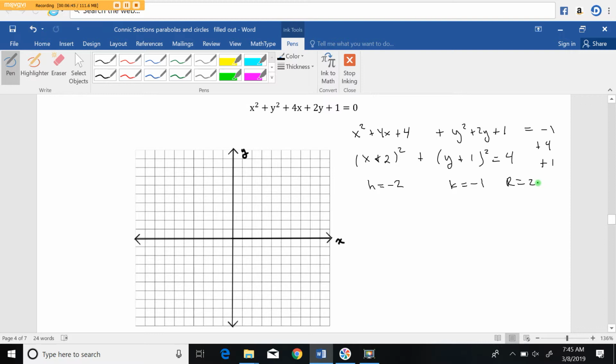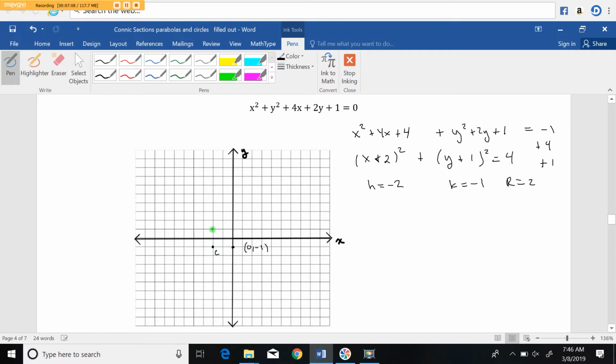All right. Now we'll go ahead and graph our circle here. We'll start by going to the center. Let's see, 2 to the left, 1 down. There's where our center is. And again, that's not a point on the graph, but that's kind of our starting point for graphing it. Now, since the radius is 2, we know that if we go 2 to the right, there's a point, and that would be, what, 0, minus 1.